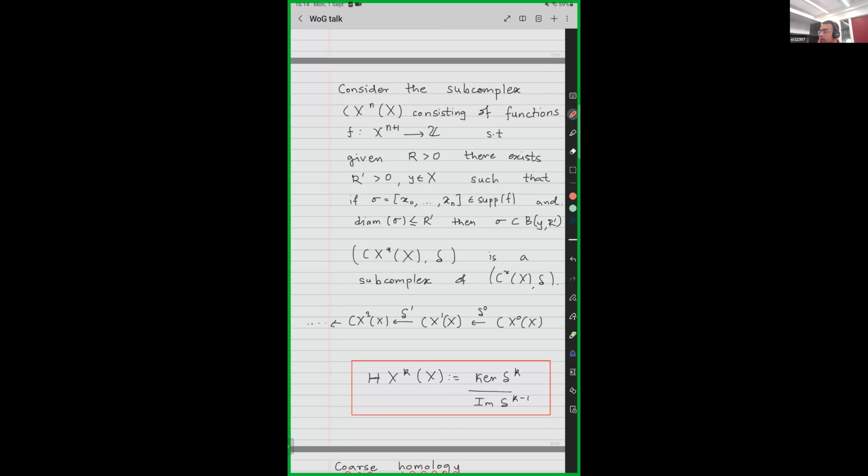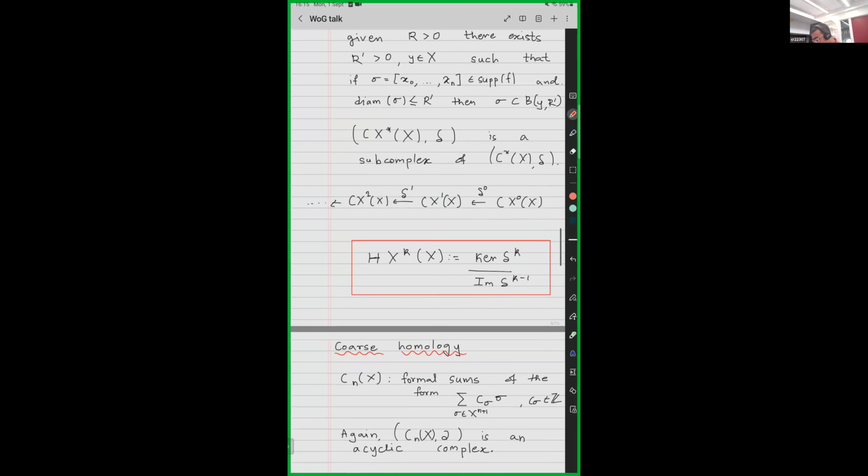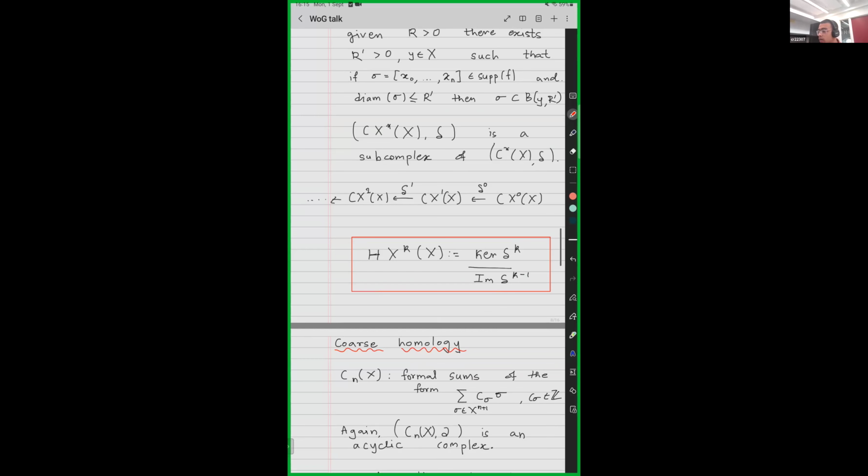Okay, and so this is where the metric structure of X is coming into play, and it is a subcomplex of C^*(X), and now the cohomology of this may not necessarily be trivial, right? And so we denote the kth cohomology of this complex by HX^k, and we call it the coarse cohomology of X. Okay, and similarly, there is a dual theory, a dual to this.